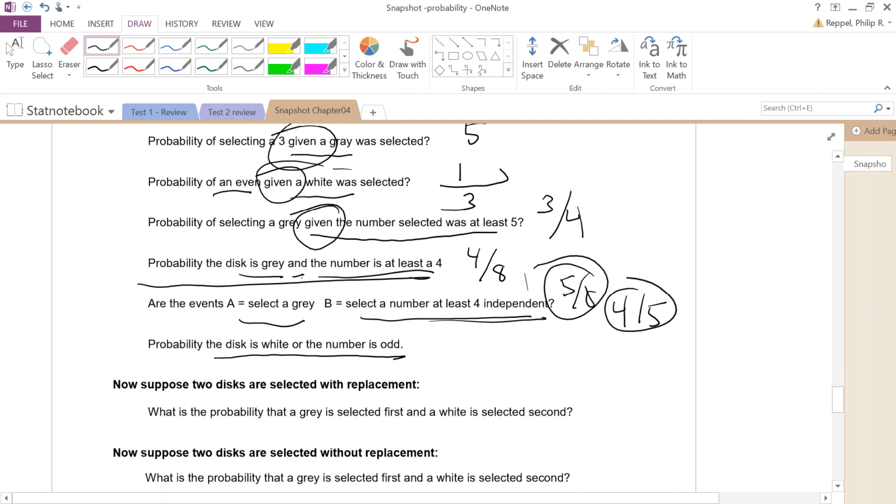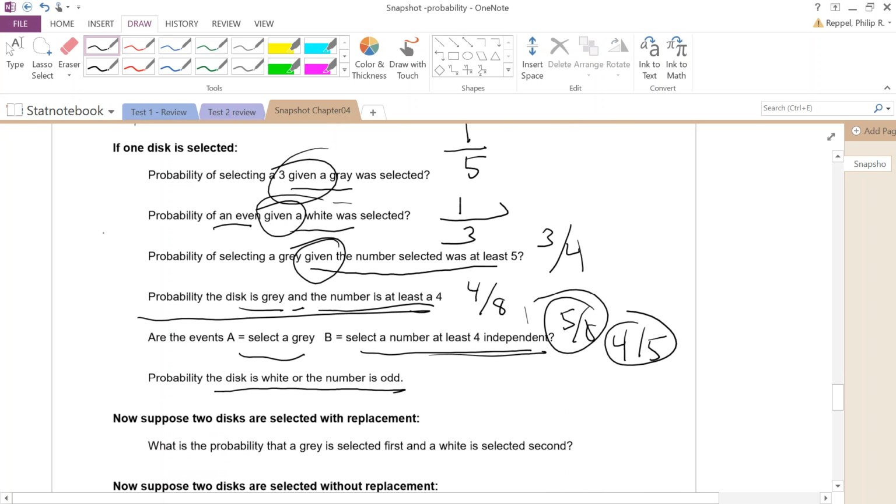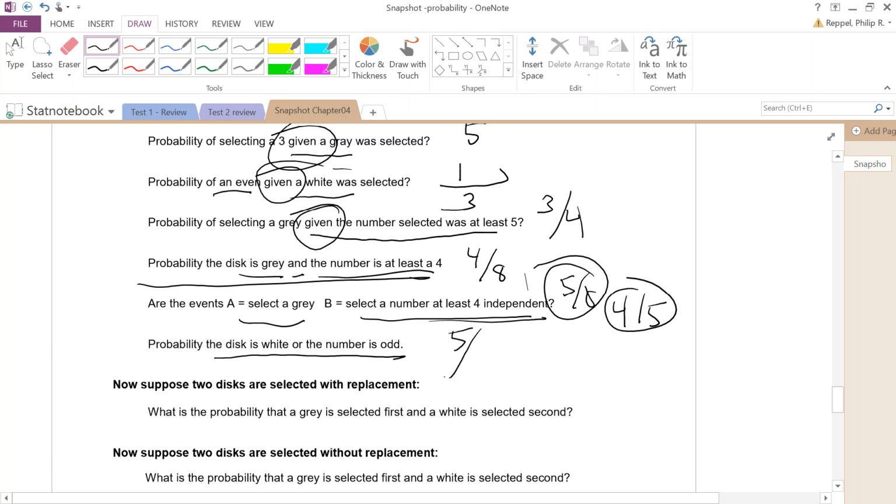Here we go. I need white or odd. 1, 2, 3, 4, 5. There's 5 ways to get something white or odd. There's 8 ways of something happening.